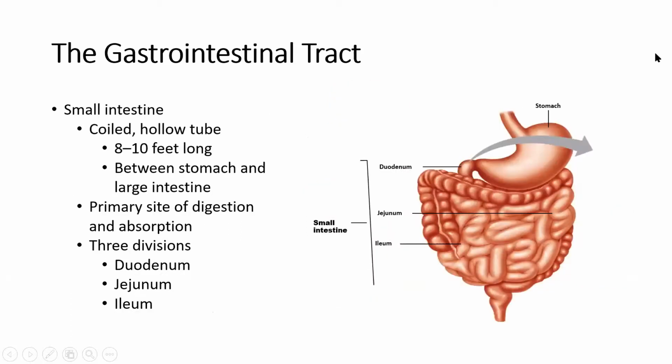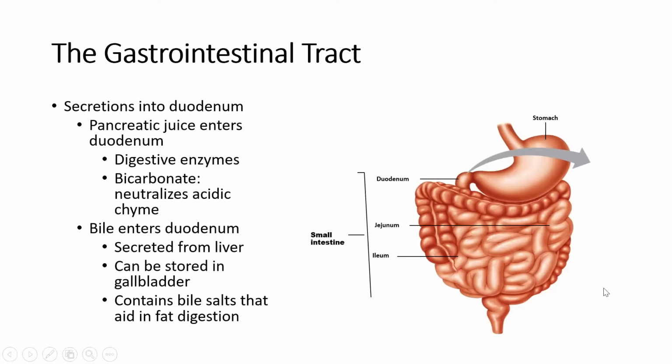Alrighty, let's move on to the small intestine here. So the small intestine is a continuation of the stomach that leads to the colon. It's a coiled hollow tube. It's about 8 to 10 feet long, and it's the primary site of digestion and absorption as well. There are 3 parts to the small intestine. There's the duodenum, the jejunum, and the ileum that are all playing a role in absorption.